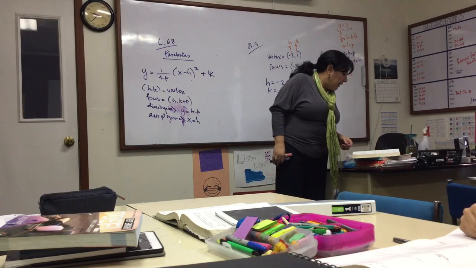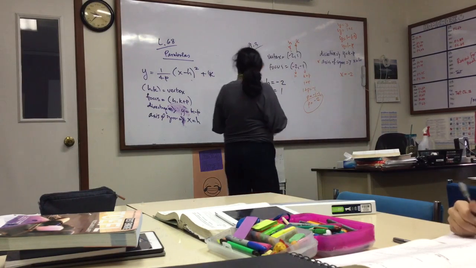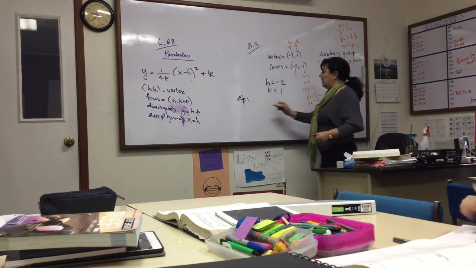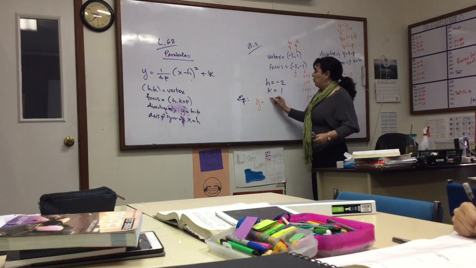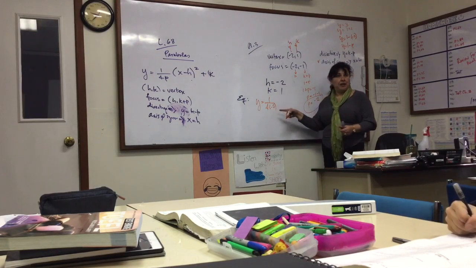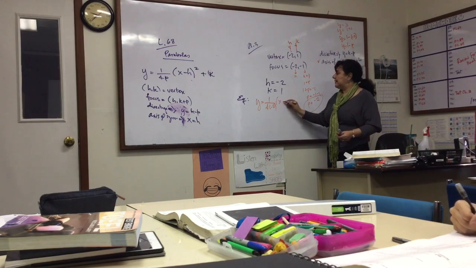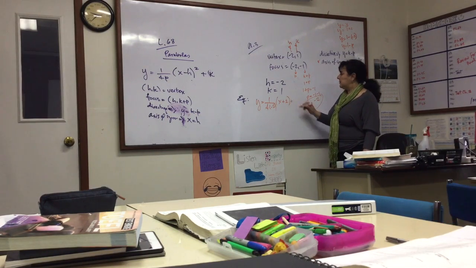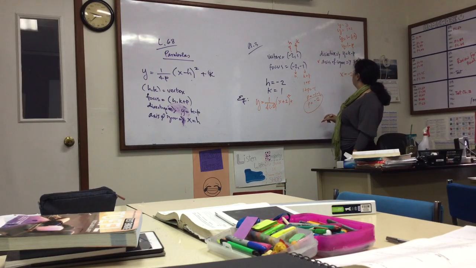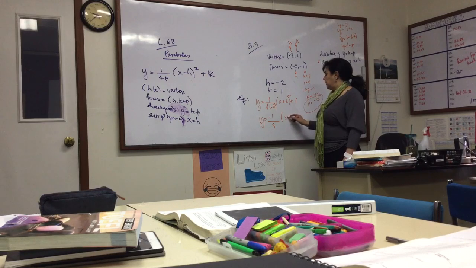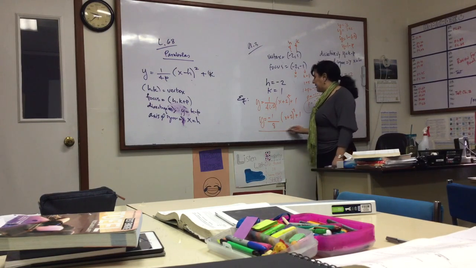So now I can find the equation of the parabola. What would the equation be? y equals 1 over 4p, 4 times minus 2, because that's p, times x minus h, which is x plus 2, squared, plus k, which is 1. So my final answer is 1 over minus 8, times x plus 2 squared, plus 1. That is the equation of the parabola.